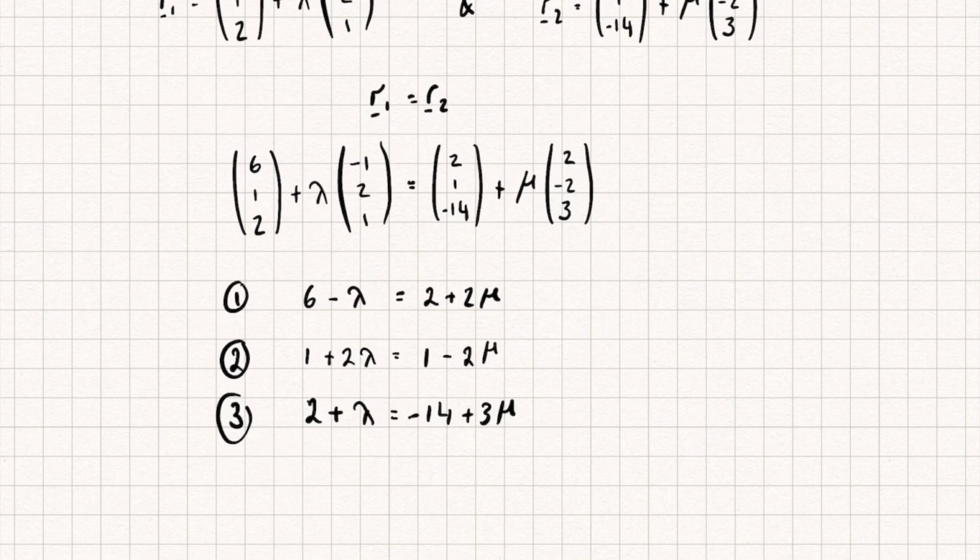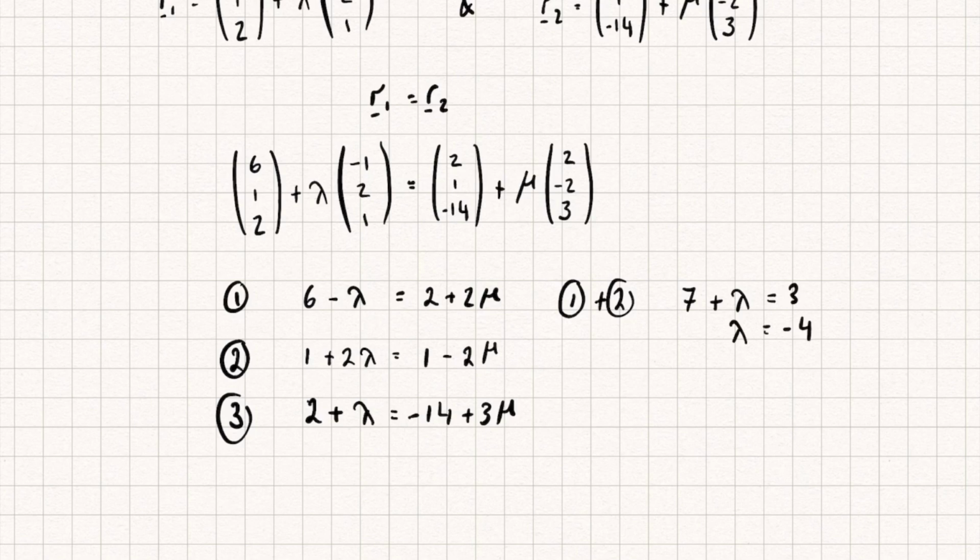So solve them like normal, and to do this I'm going to add equations 1 and 2 together because you'll notice I've got plus 2 mu and minus 2 mu, so they will be eliminated. So equation 1 plus equation 2 is going to give me 7 plus lambda is equal to 3. And so subtracting 7, I get lambda is equal to -4.